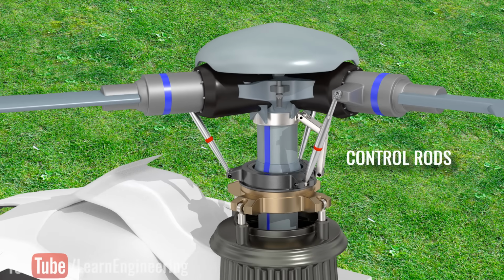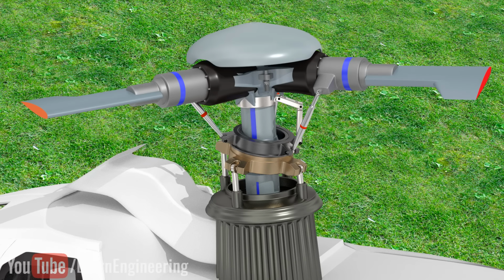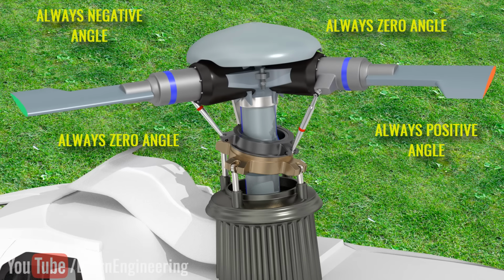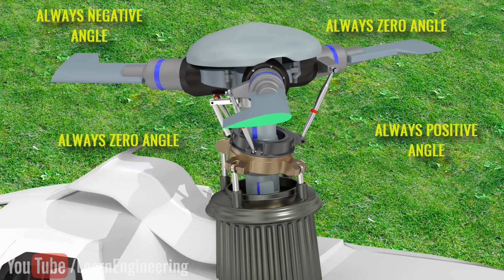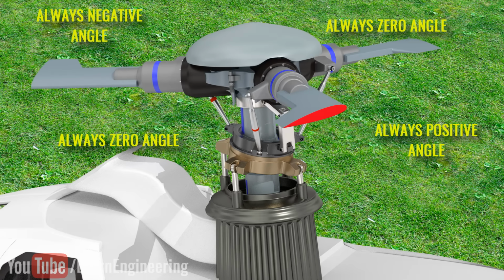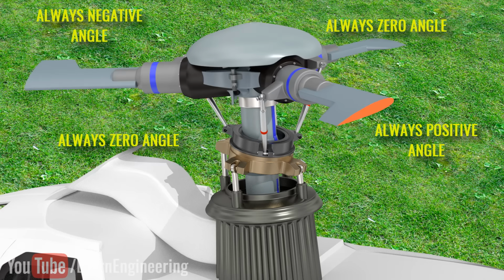The interesting thing about this arrangement is that, just by tilting the bottom swashplate, we will be able to achieve the varying angle criterion of the blades. That means, with this swashplate tilt, we will always be able to maintain a positive angle of attack at the rear and a negative angle at the front portion of the rotor disc.